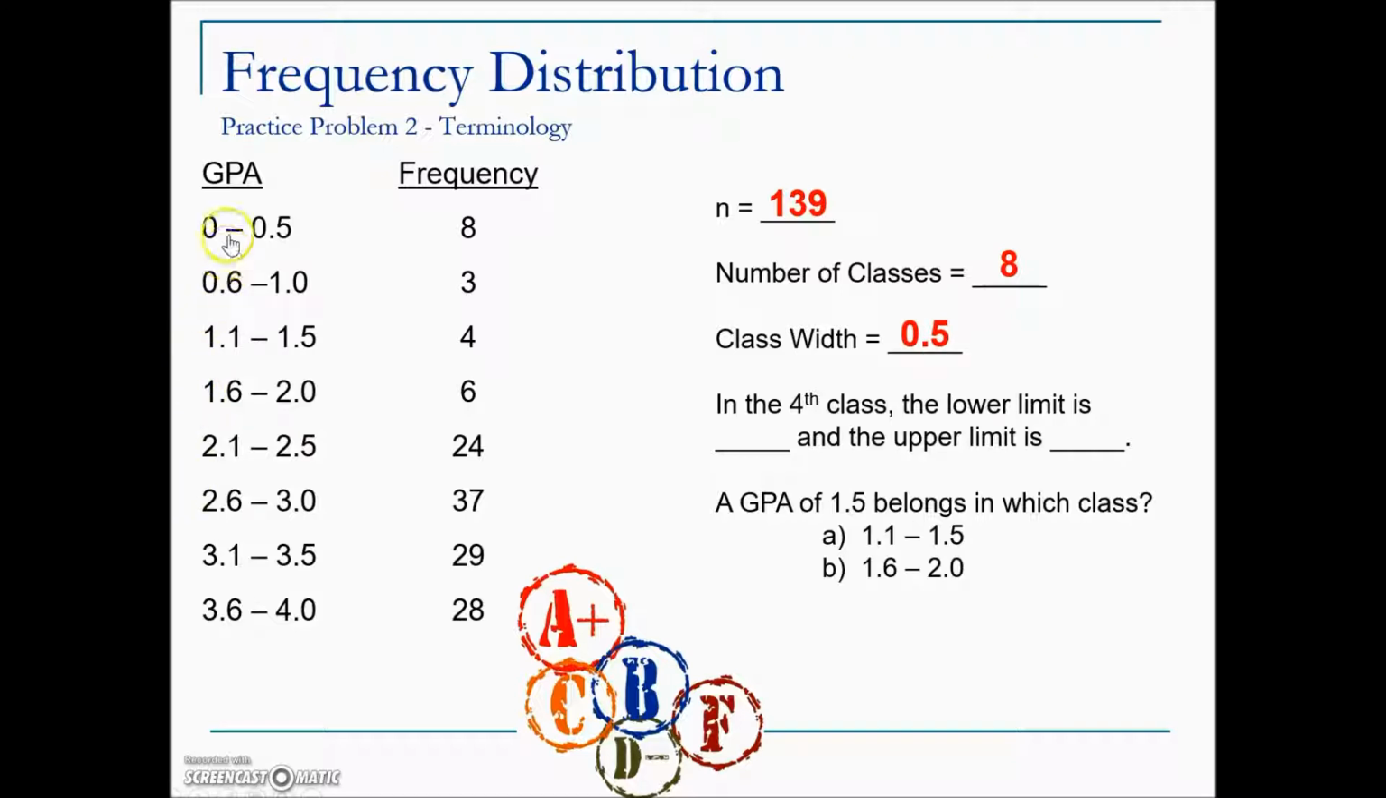Next, they're asking us to look at the fourth class, 1, 2, 3, 4. Determine the lower limit, well that's 1.6, and the upper limit, which is adjacent to it at 2.0. The last question, a GPA of 1.5 belongs in which class? If you recall, the values in this first choice are 1.1 to 1.5, but not greater than 1.5. 1.5 equals 1.5, so A is the correct answer. B is anything greater than 1.5, which starts with the lower limit of 1.6.